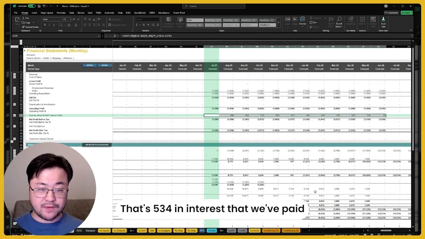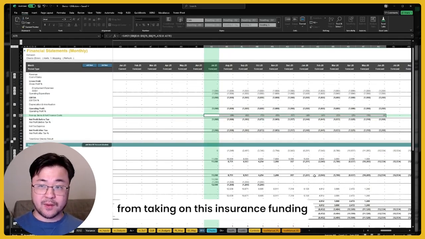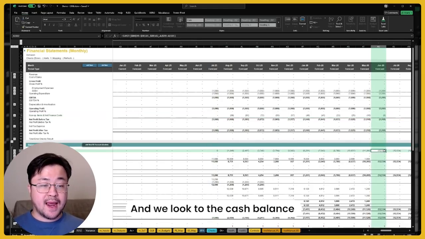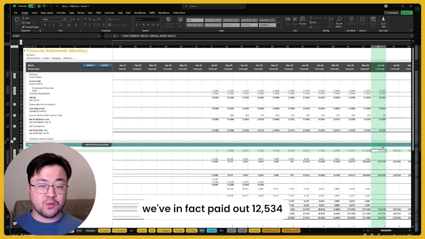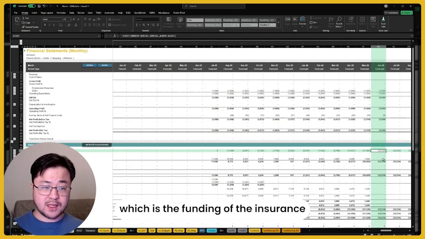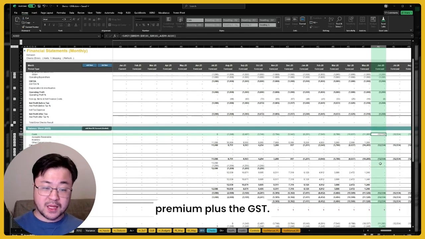That's 534 in interest that we've paid from taking on this insurance funding, this prepaid funding. And we look to the cash balance, which is 12,534. So that gives us a bit of a sense check that over this cycle, we've in fact paid out 12,534, which is the funding of the insurance premium plus the GST.